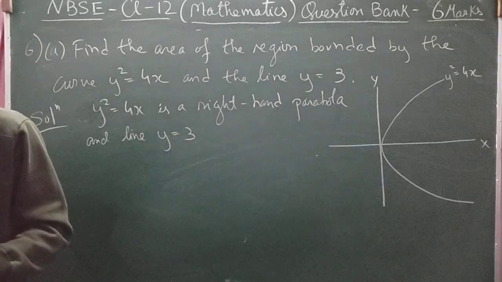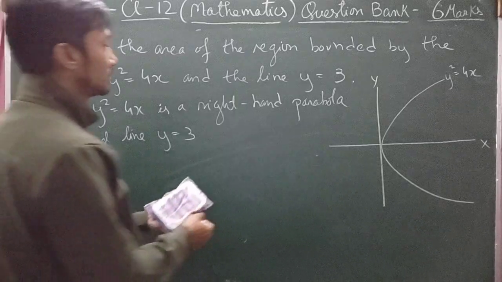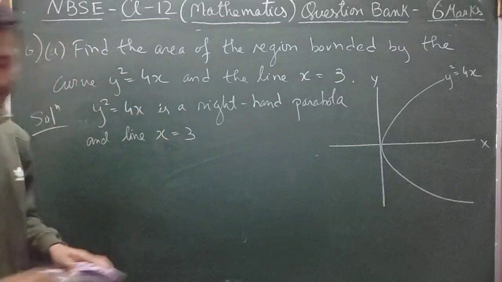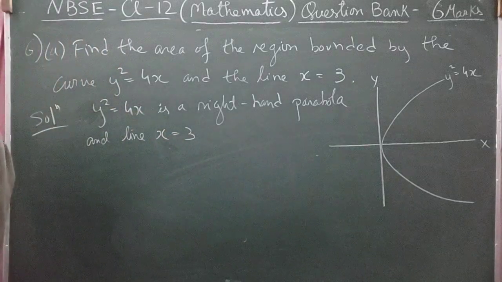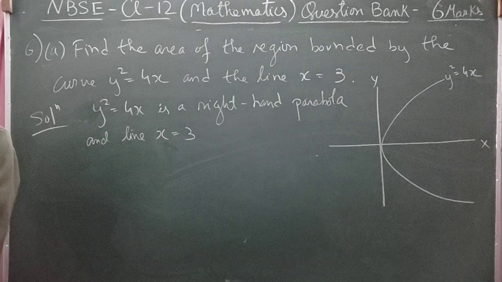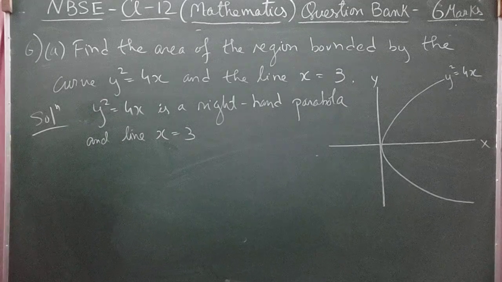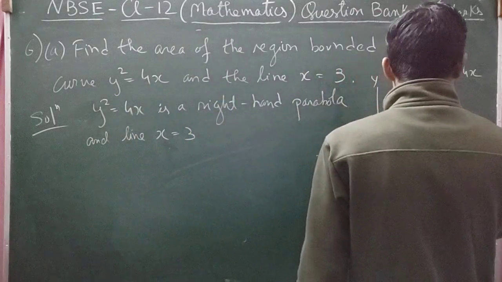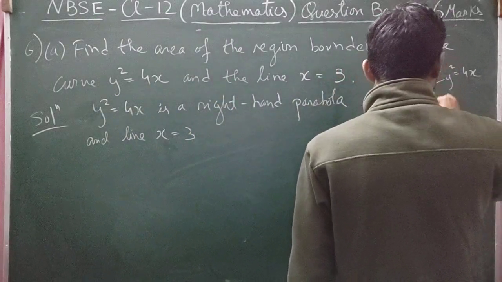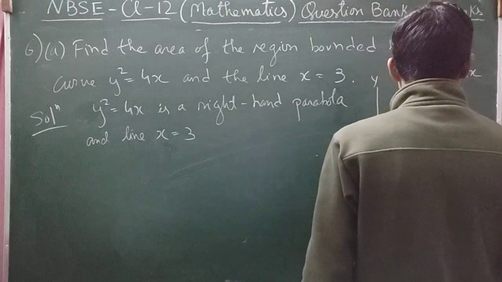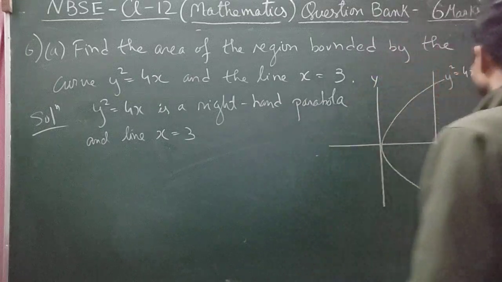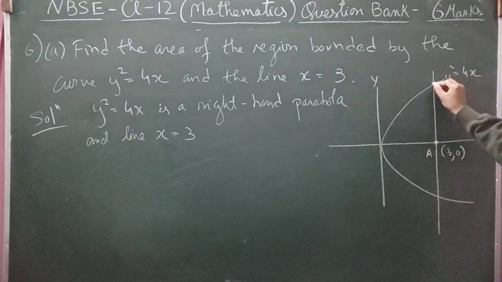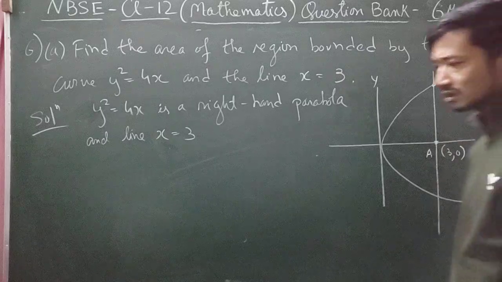And the line, not y equal to 3, and the line x equal to 3. Of course, that doesn't change anything. Question remains simple. Once again, find the area of the region bounded by the curve y square equal to 4x. Fine. And the line x equal to 3. That makes it more simple again. So maybe somewhere we do not know. So let's just assume that this is x equal to 3. So this is the point. We can write 3, 0. Maybe we can name M. Well, line x equal to 3. That's it, the work is done.